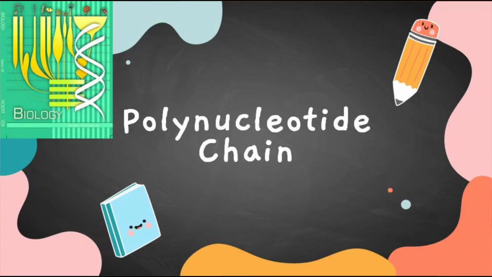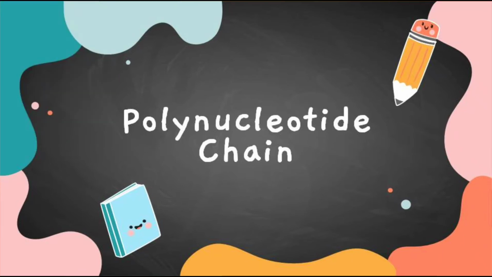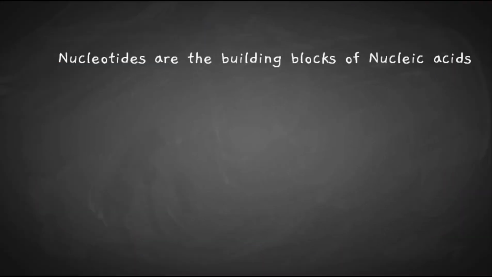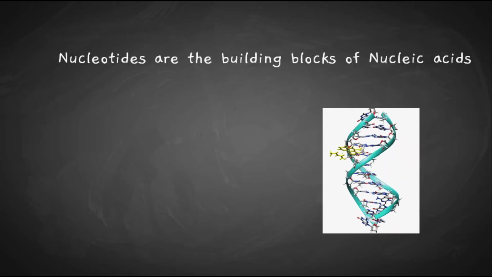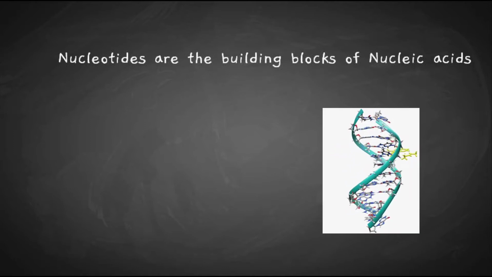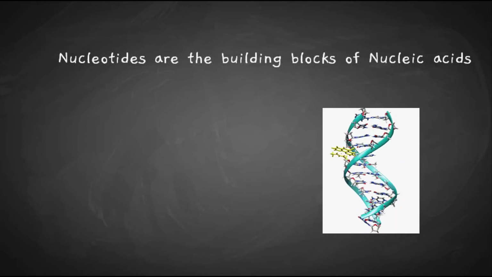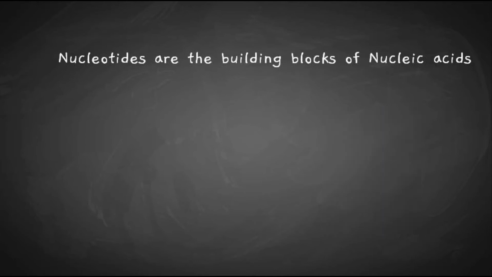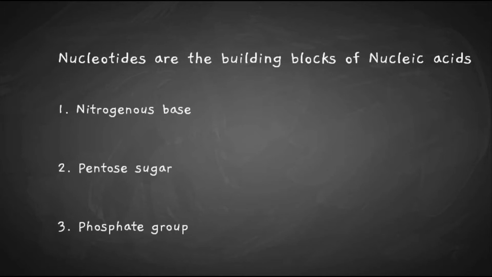Hello, in this video I will discuss the structure of the polynucleotide chain. Nucleotides are the building blocks of nucleic acids. Each nucleotide monomer has three chemically distinct components: a nitrogenous base, a pentose sugar, and a phosphate group.